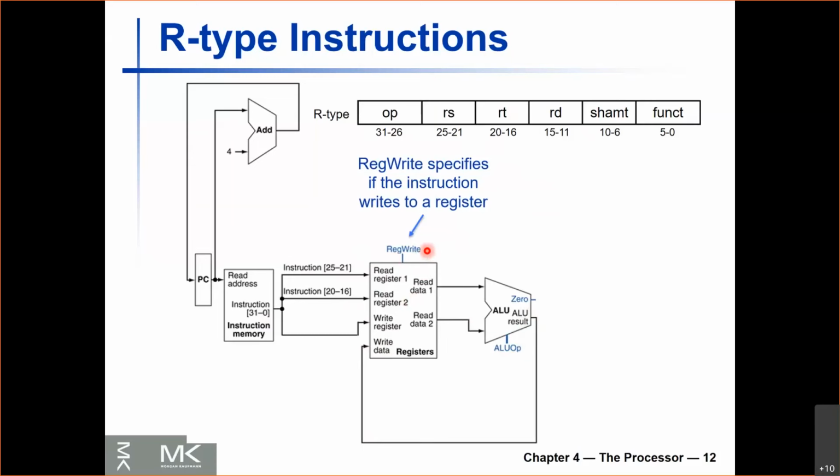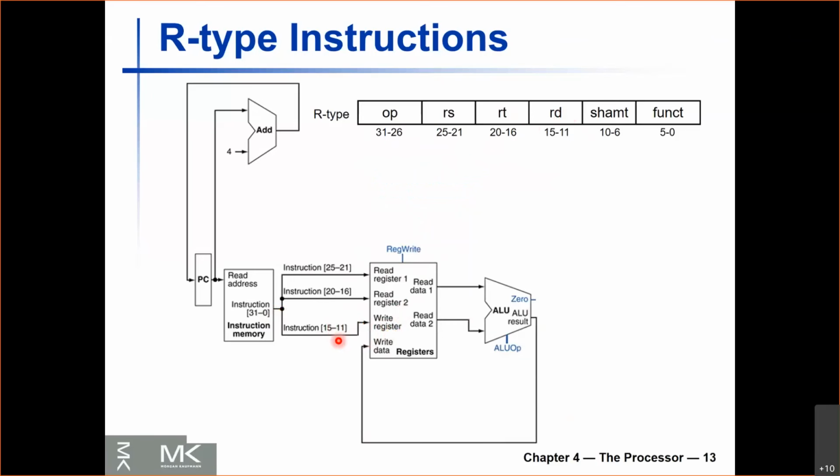Okay. Also, we need to provide the write register number, right? And the number of the register that we need to write to, we're going to extract that from the instruction. And which specific fields from the instruction are we going to extract and provide as the write register number? Right, so the RD is the destination register for R-type instructions. So we're going to extract bits 15 to 11, and we're going to provide those as the write register, exactly.